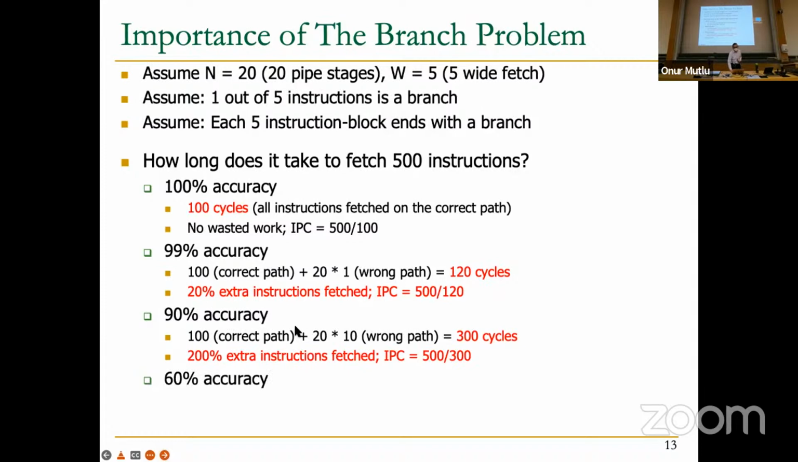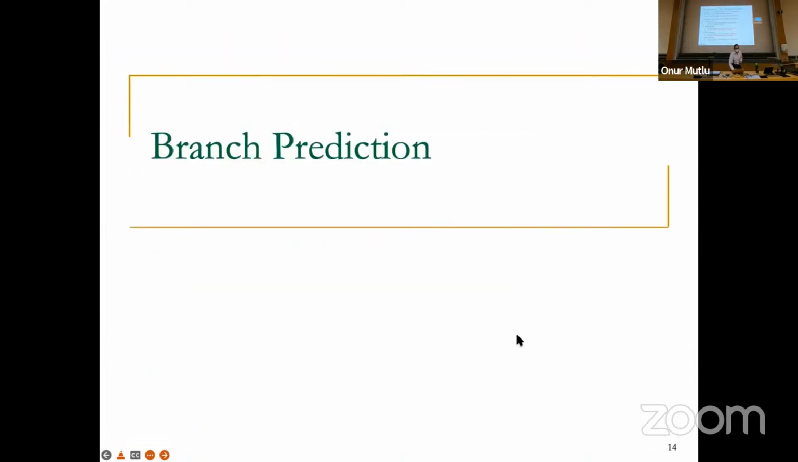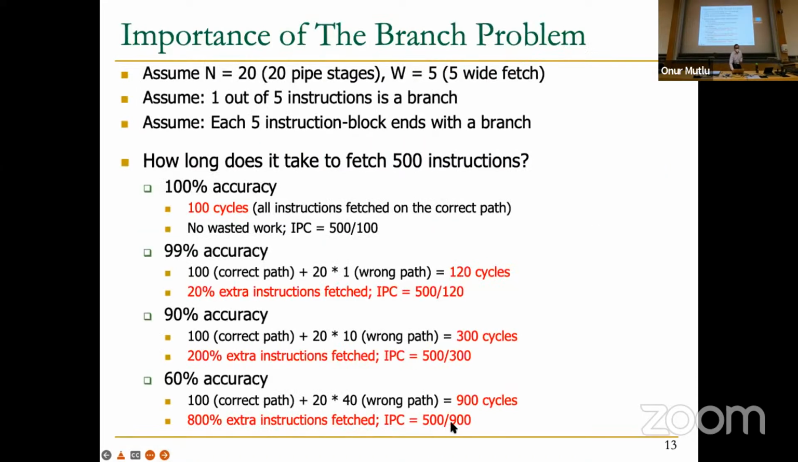Okay, if you actually go to 60%, life is terrible. Basically, 40 of the branches are mispredicted. Each of them costs you 20 cycles. So 900 cycles you spend for fetching 500 instructions, correct path plus wrong path. Your IPC is less than 1. 5 divided by 9. So 60% accuracy doesn't cut it, basically. If you want to build a deep and wide machine, you'd better be, I don't know, at least 90% accurate.